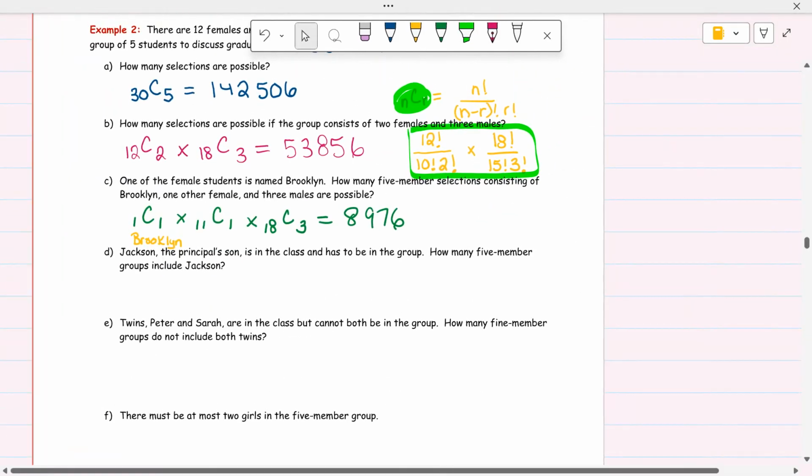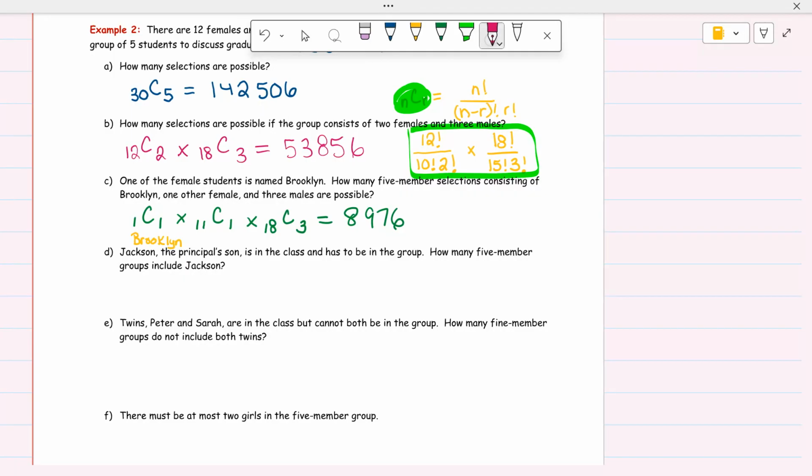All right, so let's keep adding some restrictions. So here it says Jason, the principal's son, is in the class and has to be in the group. How many 5-member groups include Jackson? Nope, new question. D is D. D doesn't do anything to do with C. So Jackson's in the group. So what guarantees Jackson? 1 choose 1. So this guarantees us Jackson.